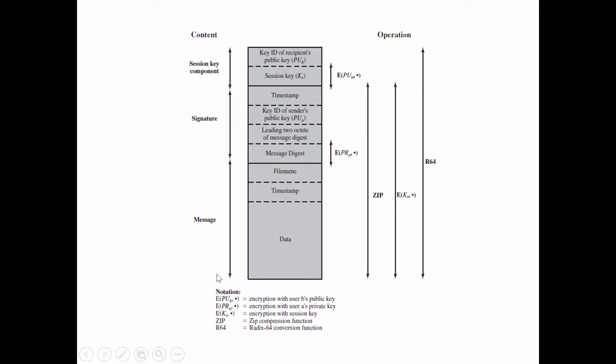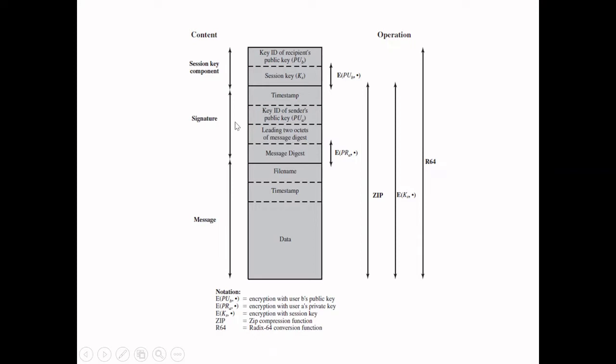So the PGP message format is like this, where you have the actual message part, then there is a signature part. The signature part is for authentication, which has a message digest, which is encrypted using a private key. What is the key? We're using the private key of A, the sender. Which of the public key private key pairs of A are we using? That information is represented using the key ID.